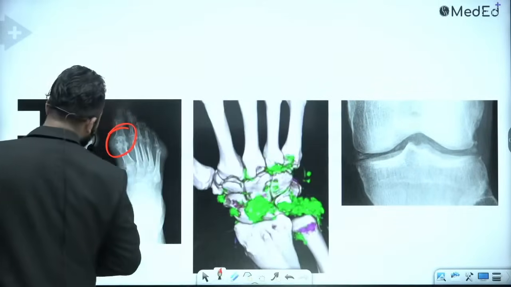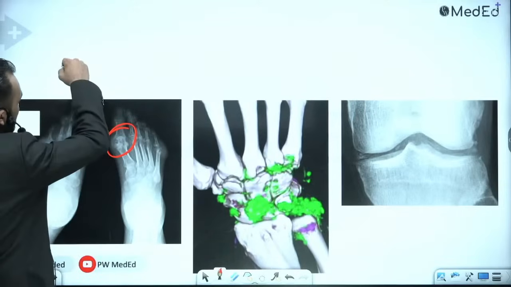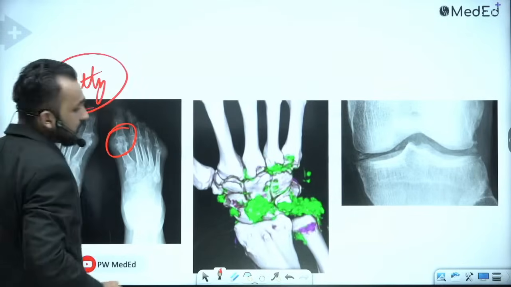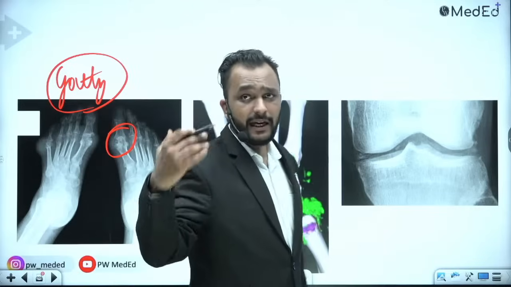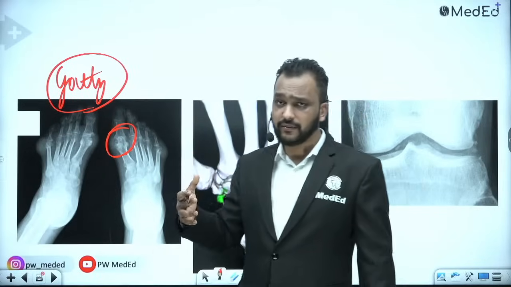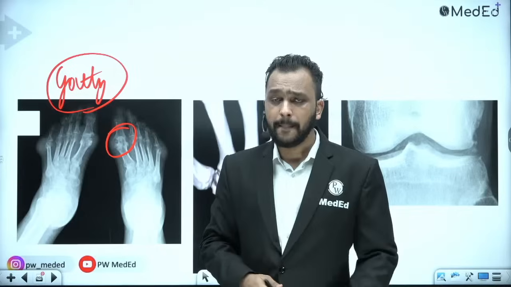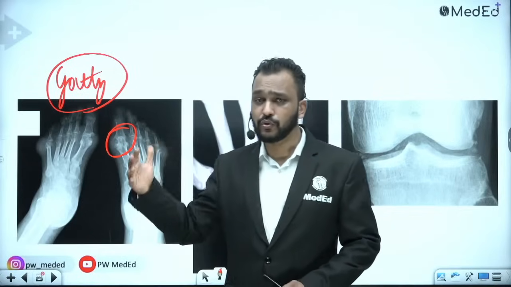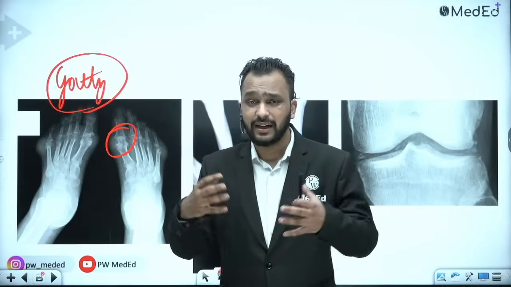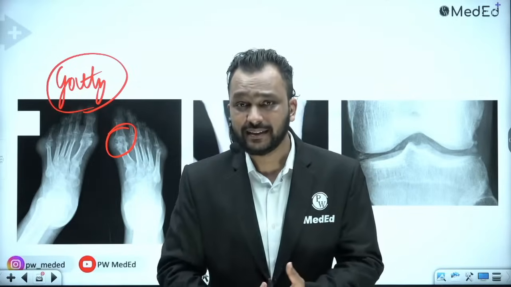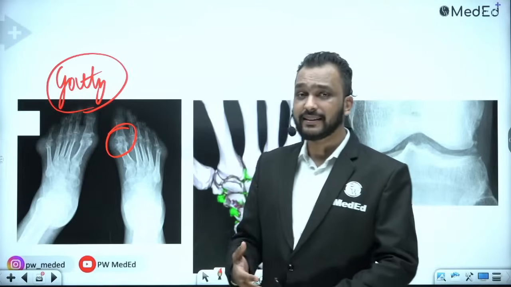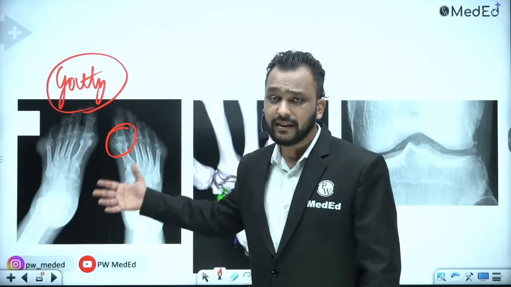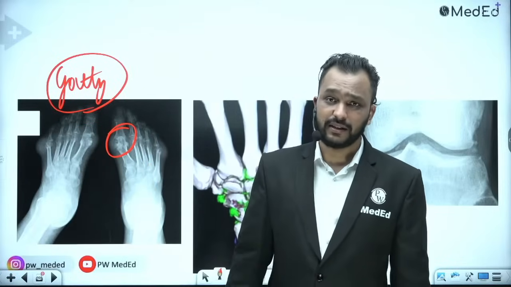So what do you suspect? So this is seen in a patient with gouty arthritis. In gouty arthritis there is hyperuricemia, and there is deposition of monosodium urate crystals in these patients. Monosodium urate crystals are deposited and they cause an inflammatory reaction. Because of the inflammatory reaction to the deposition of monosodium urate crystals, there is erosion in the first metatarsophalangeal joint.